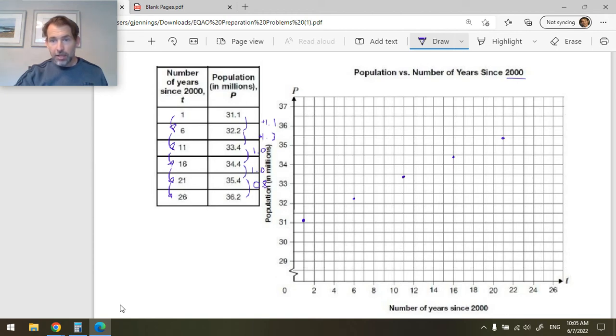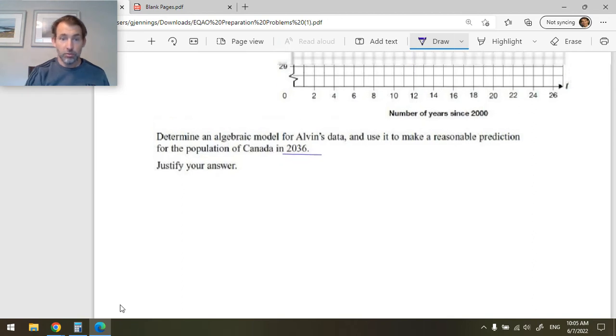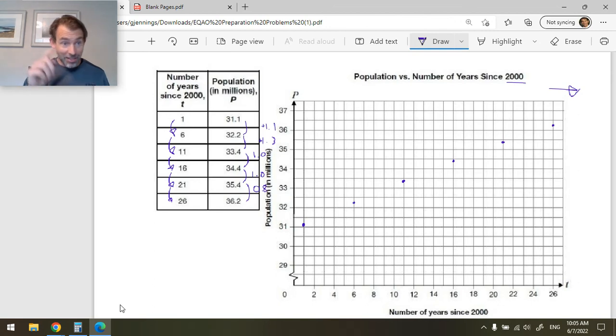36.2. Now, had they given you a graph that kept going all the way to 36, which would be 36 years after 2000, you could have just used your graph to make a prediction. But they didn't do that because they want you to draw a line of best fit through what looks like very linear data. And then find the B value there, which would be very, very close to 31. I'm going to say 30.9.